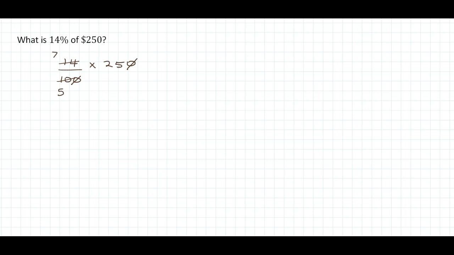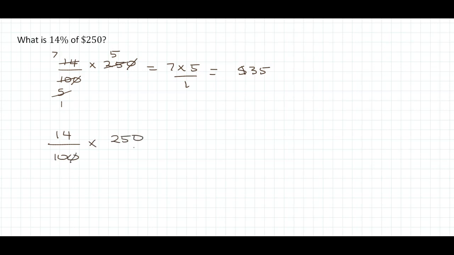Now let's look in the numerator here and the denominator. We have 5 and 25. So I can divide 5 by 5, 1, and divide 25 by 5. I get 5. So 7 multiplied by 5 over 1 is going to give us $35. So that's one approach. Another approach is, let's say 14 divided by 100 multiplied by 250.